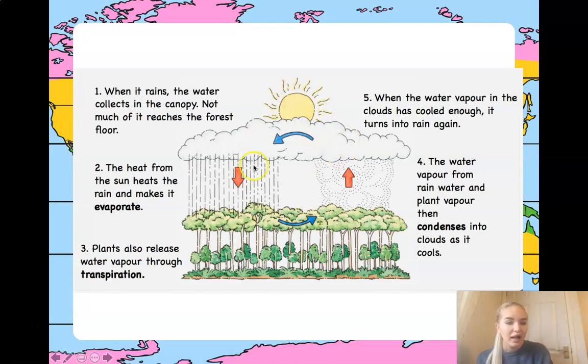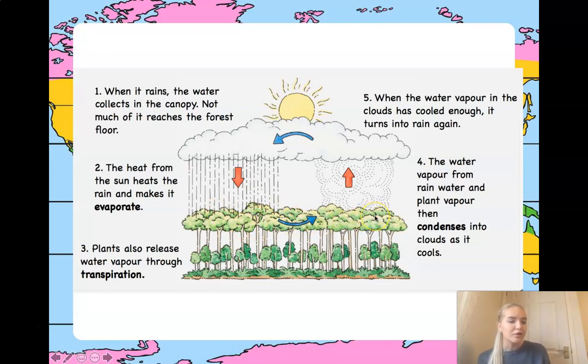When the clouds go and the sun is shining again, the heat from the sun heats up this rain and makes it evaporate. It turns into water vapour, from a liquid into a gas. Plants in the canopy also release water vapour through a process called transpiration, which is how water moves through the plants.